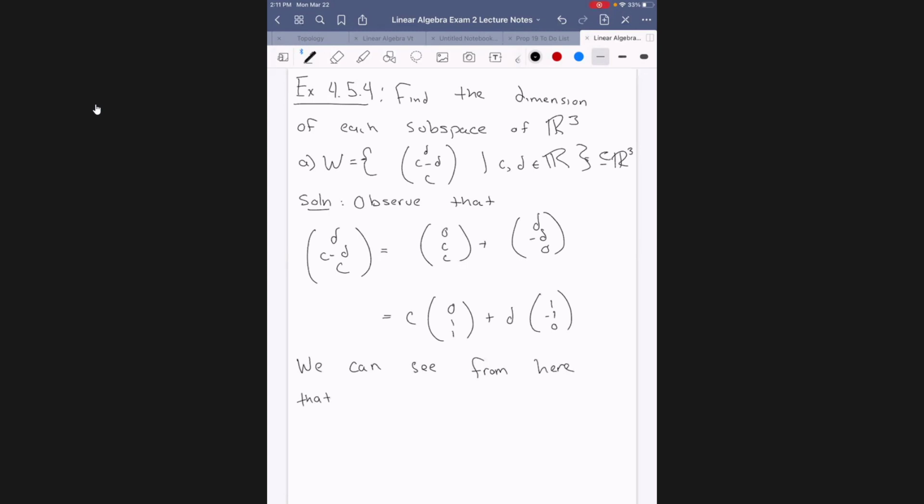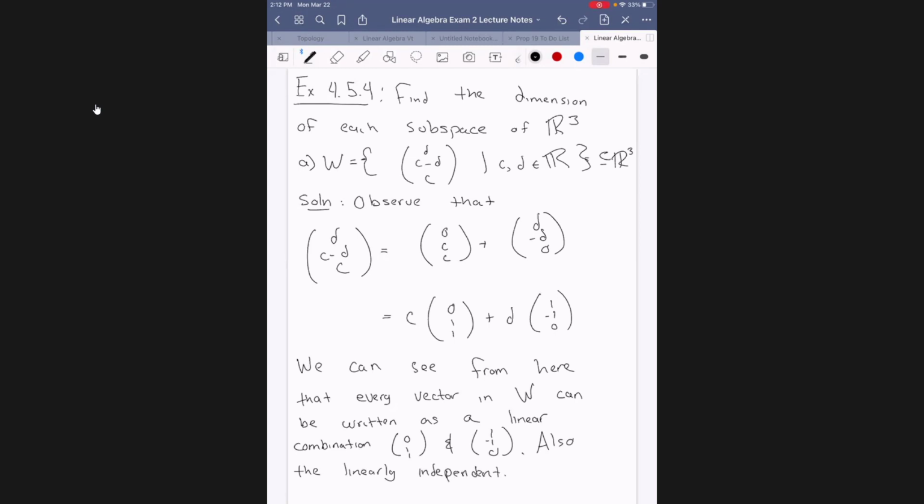You can see from here that every vector in W can be written as a linear combination of the vectors (0, 1, 1) and (1, negative 1, 0), right? So that means that these two vectors span W. But not only do they span it, these are also linearly independent, which means that this is the basis for W.